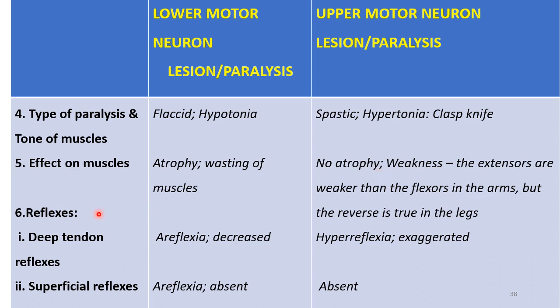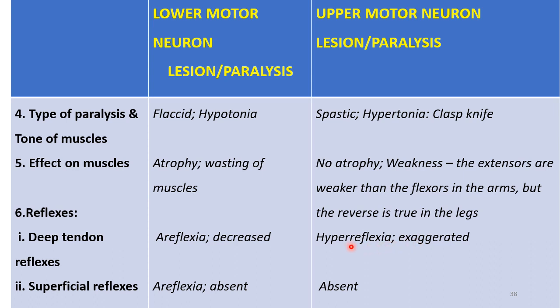Then reflexes. First of all, let us come to the deep tendon reflexes. In lower motor neuron lesion, there is areflexia because there is no tone, no stretch reflex, and gamma efferents are not discharging. So they are totally absent. The deep tendon reflexes are totally absent, or there is areflexia. In the case of upper motor neuron lesion, because the stretch arc is maintained, the stretch reflex is normal, so rather it is more sensitive, so there is hyperreflexia or exaggerated reflexes because of the loss of upper motor neuron inhibition.